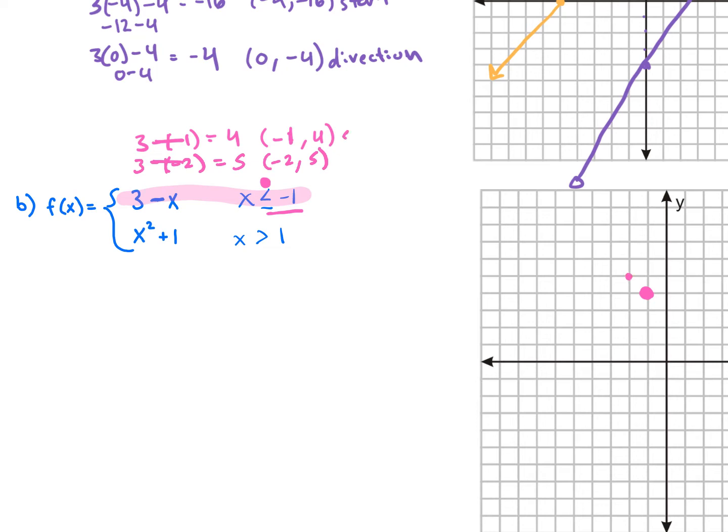Remember, the first point is where we start our line. The second point is what we go through. It tells us the direction. So I start at the first point, go through the second one.